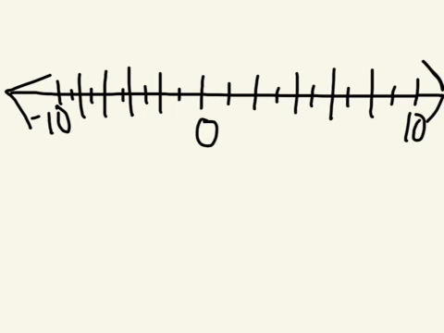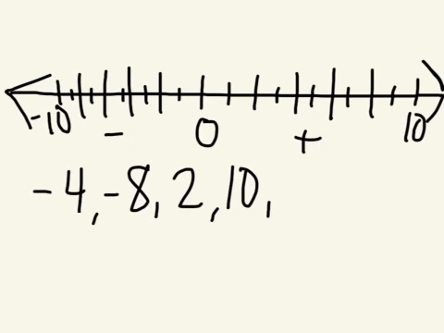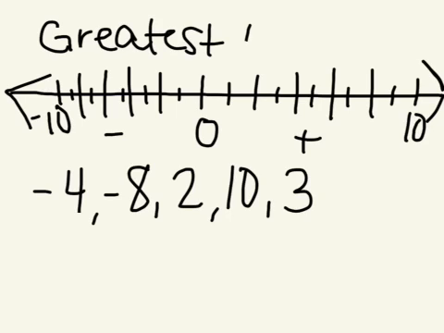Alright, so there's my number line. Of course, negatives are over here, positives are over here. So when we compare integers, we just need to think to ourselves what numbers we're dealing with. So let's just say we're given negative 4, negative 8, 2, 10, and 3. And say they want these from greatest to least. Okay, we can always use our number line to look which is greatest to least.